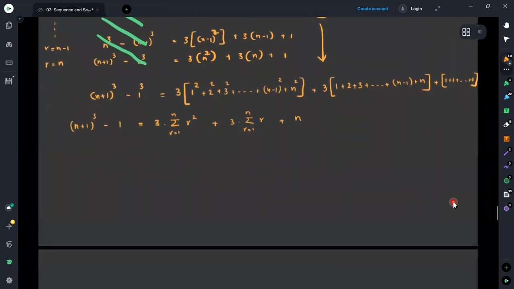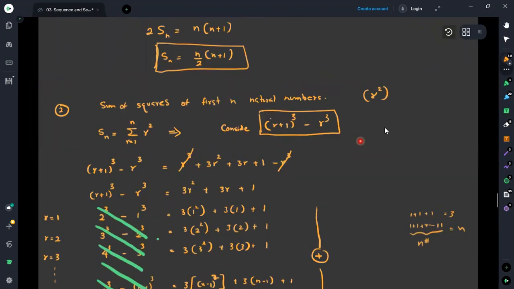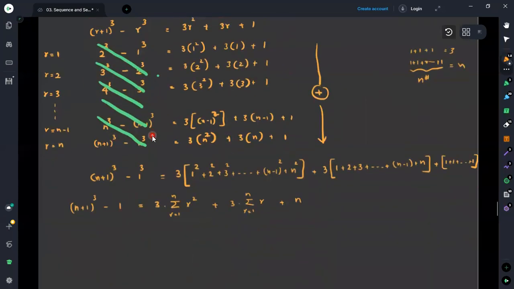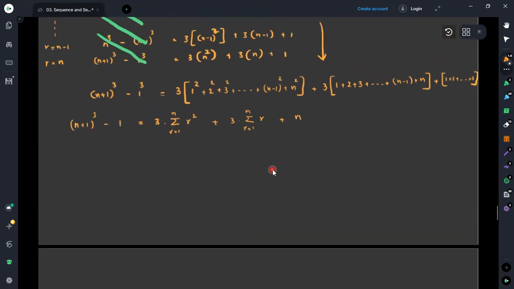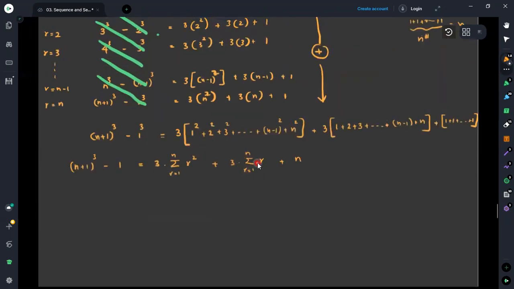Now what we need to do is we need to obtain the quantity for this summation of r squared. It is because this is what we are going to find out. We need to find out the summation of r squared, where r is going from 1 to n. That was identified as Sn. Now what we are going to do is we are going to isolate this term, and we are going to send all the other terms to the other side of the equation. It is because this is the quantity that we need to find out, and the next thing we need to do is we need to find out the summation of r, where r is going from 1 to n.